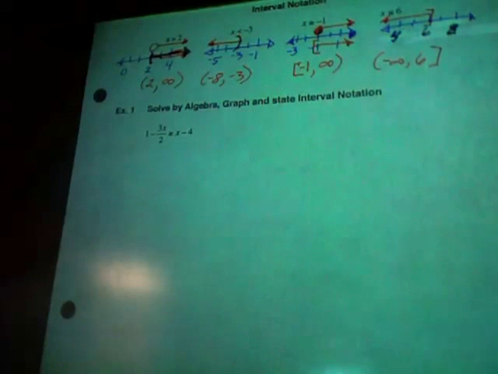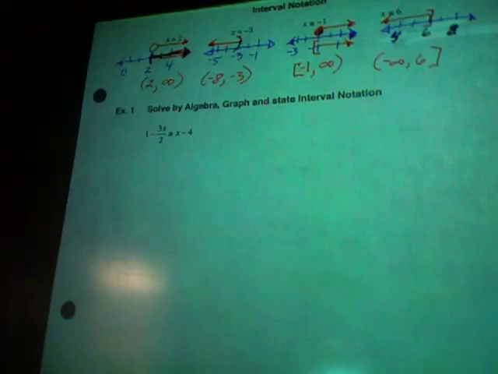Okay, so then this one we're going to solve by algebra. We're going to graph it, and then we're going to state the interval notation. What do you think would be best to do first? Even before that, what's in there that you don't like that looks ugly? It's a fraction. I would get rid of that fraction first. Get rid of it, and the rest of it's a piece of cake.